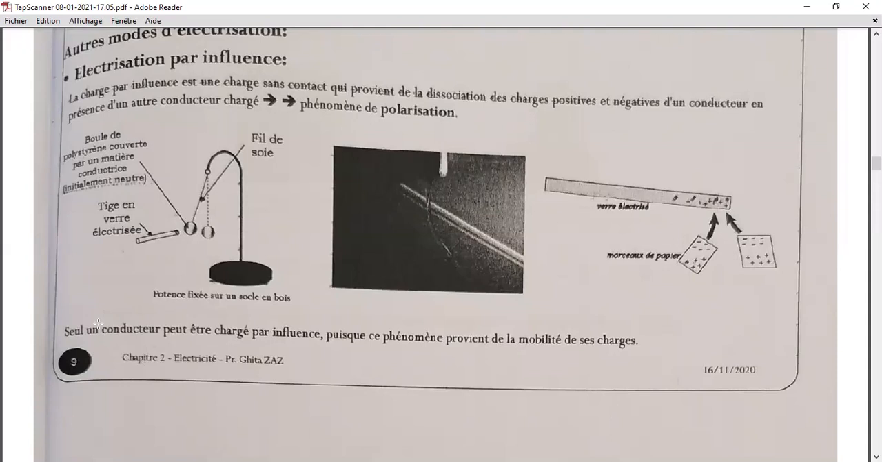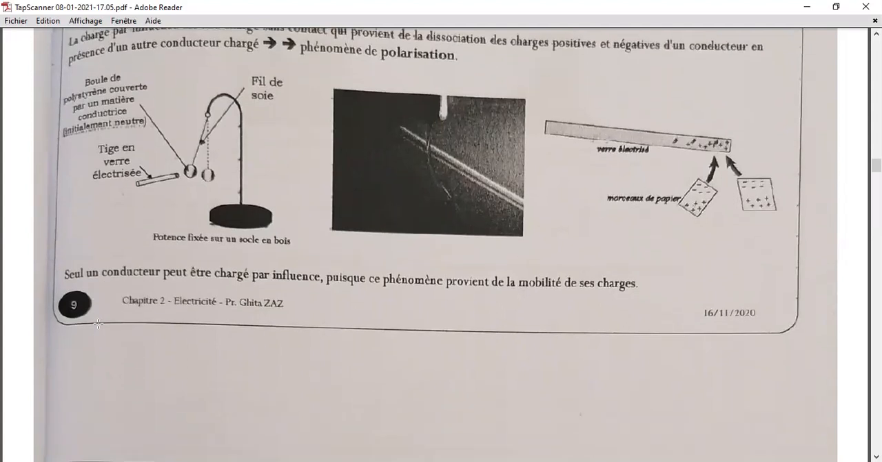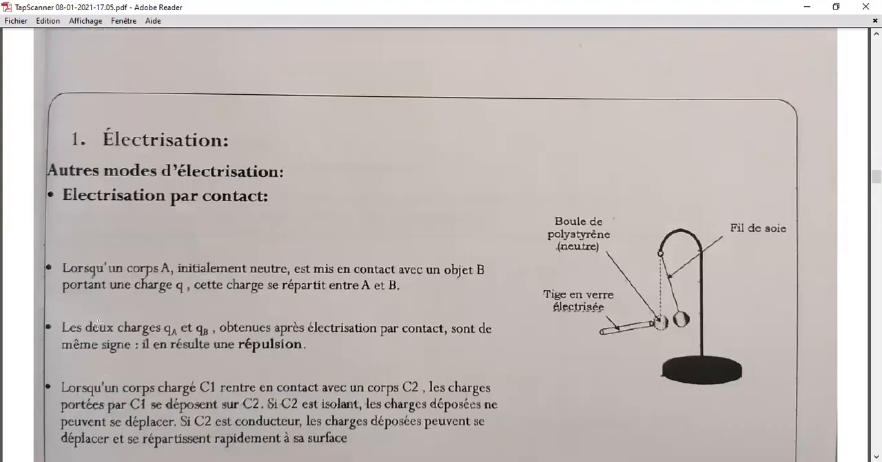But if I get a non-conductor, for example a charged glass rod and a plastic which is not charged, I'll see no attraction, because there will be no movement of electrons. There cannot be displacement of positive and negative charges, because a bad conductor just keeps the charges in one place. So influence only works with metals, where you can see the movement of charges. I don't know if it's clear. Okay.